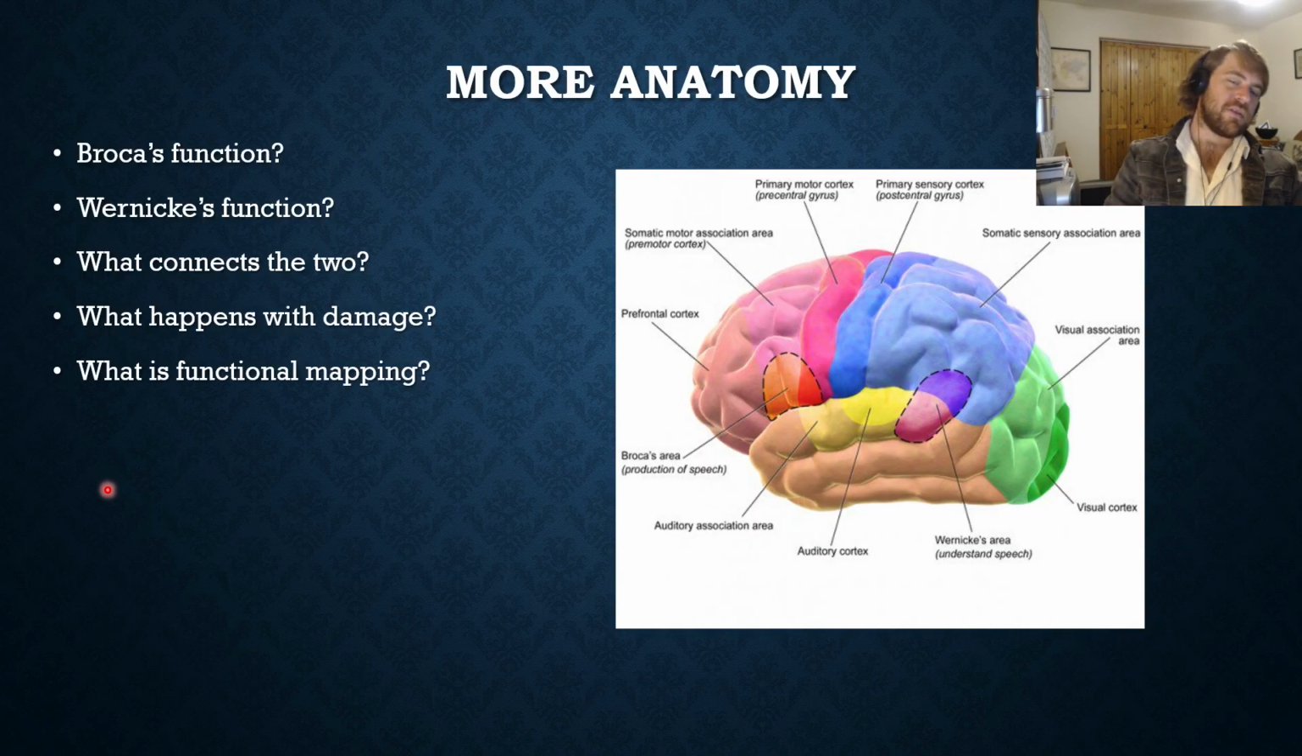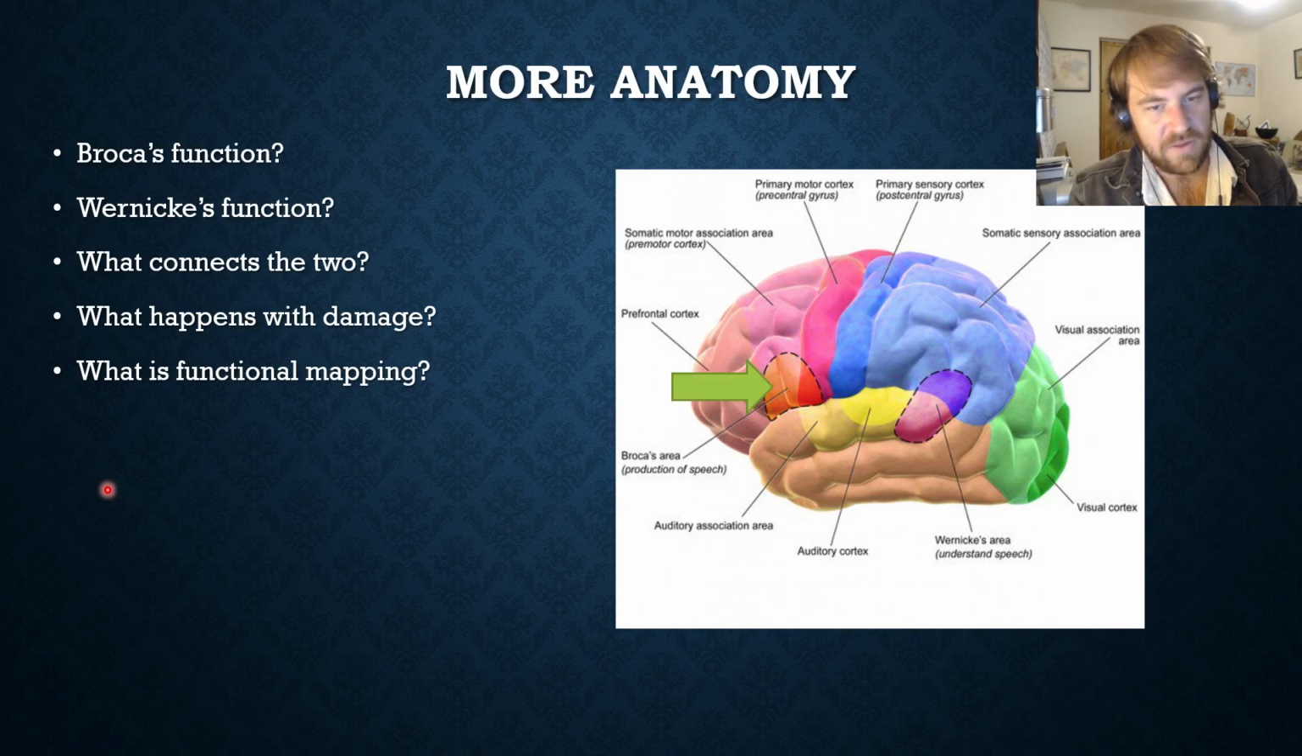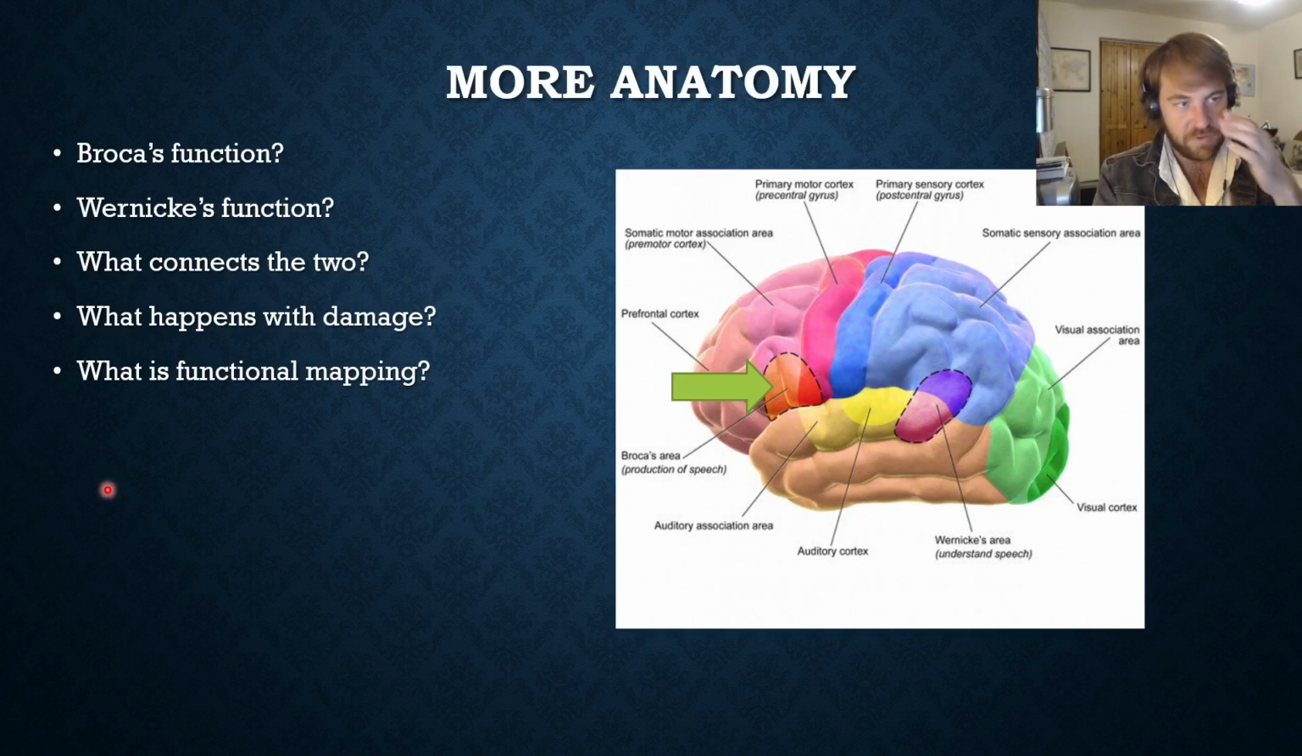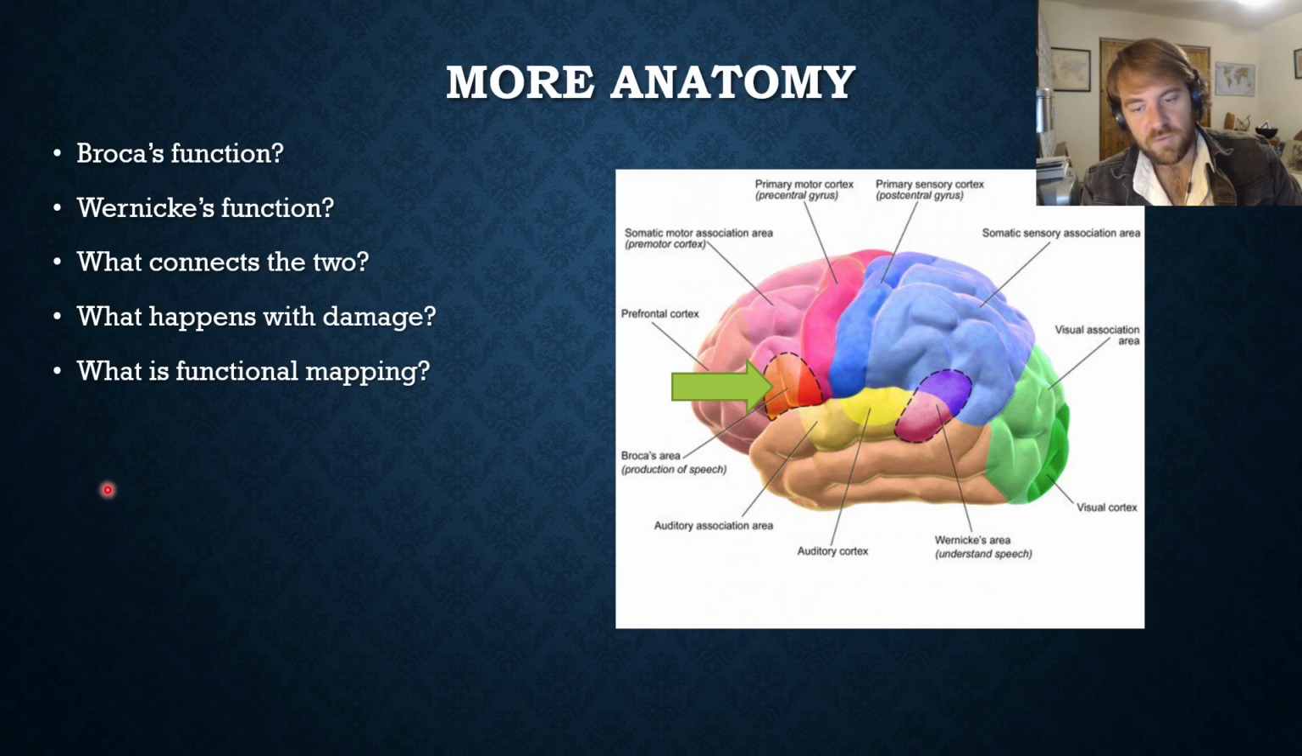Okay. So let's talk about the anatomy here really quickly. What is Broca's function? And that's right here where we are. This is Broca's area. Broca's function, let's just talk about it in really brief, easy terms, is speech production, right? What about Wernicke's function? Where's Wernicke's area? It's not the next one. It should have been. Wernicke's area is right here. Wernicke's area is speech comprehension.